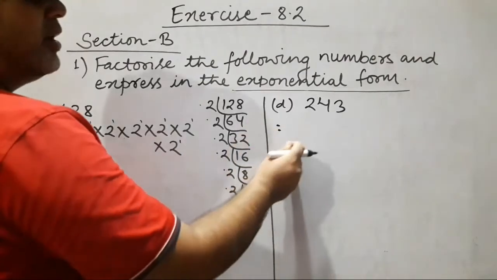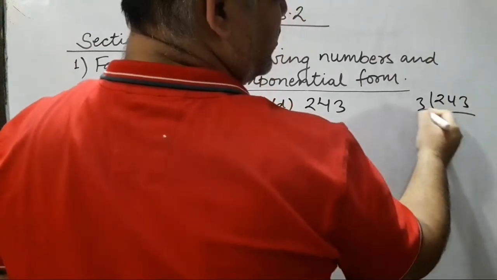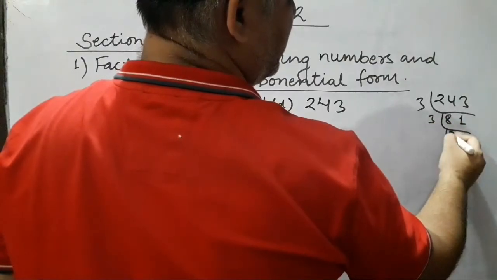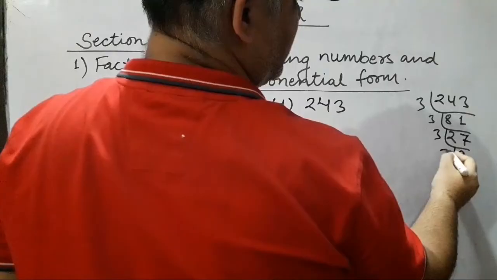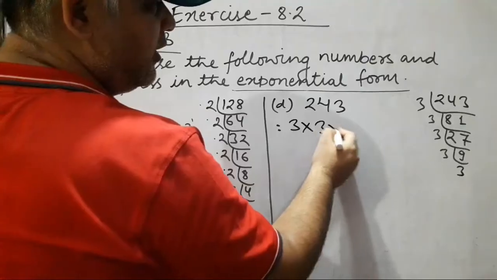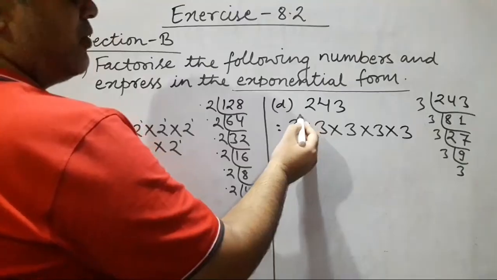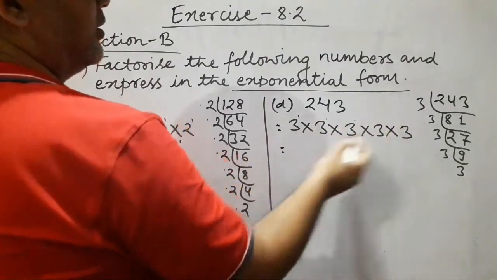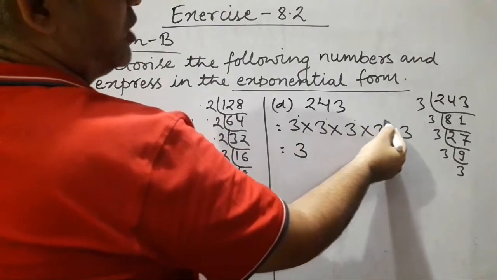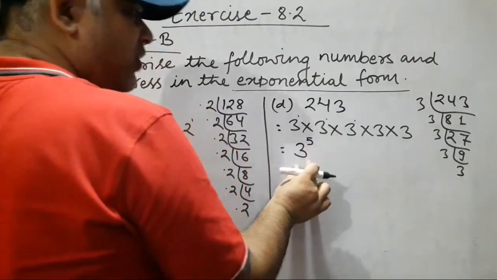Let's see this question. Factorize 243. 3 times 81 is 243, 3 times 27 is 81, 3 times 9 is 27, 3 times 3 is 9. So 243 can be written as 3 into 3 into 3 into 3 into 3. The powers are 1 here. So it can be written as 3 power 1 plus 1, 2 plus 1, 3 plus 1, 4 plus 1, 5. So 243 can be written as 3 power 5.